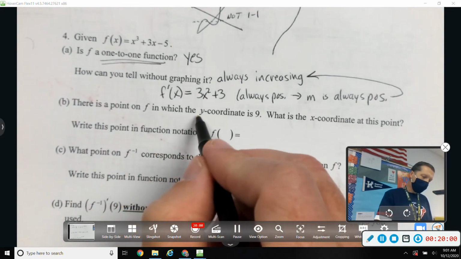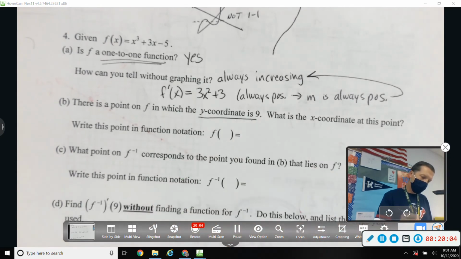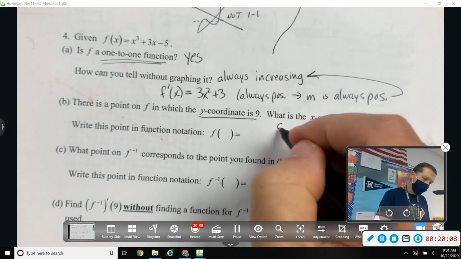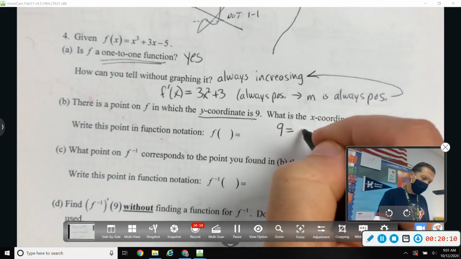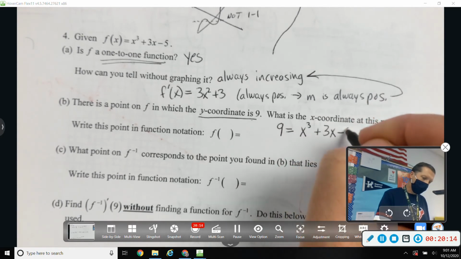There's a point on f in which the y-coordinate is 9. What is the x-coordinate at this point? Okay, so if the y-coordinate is 9, that means 9 equals x cubed plus 3x minus 5.